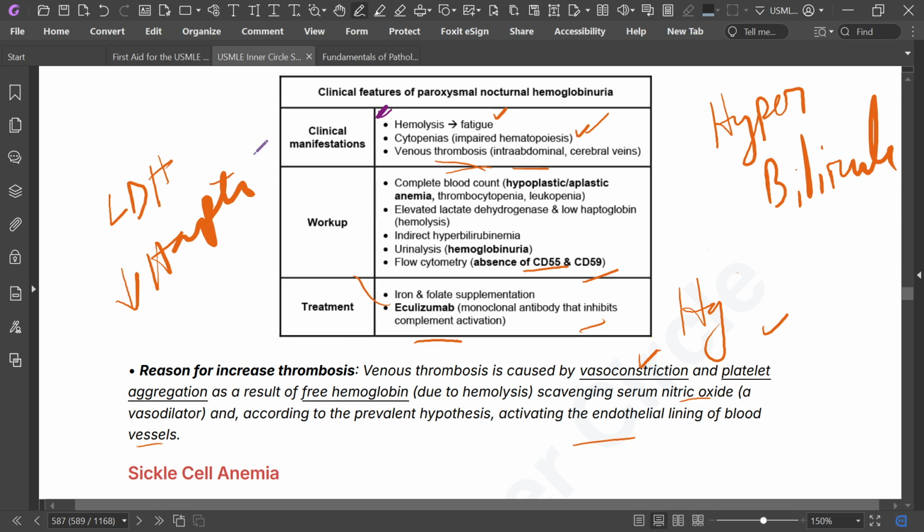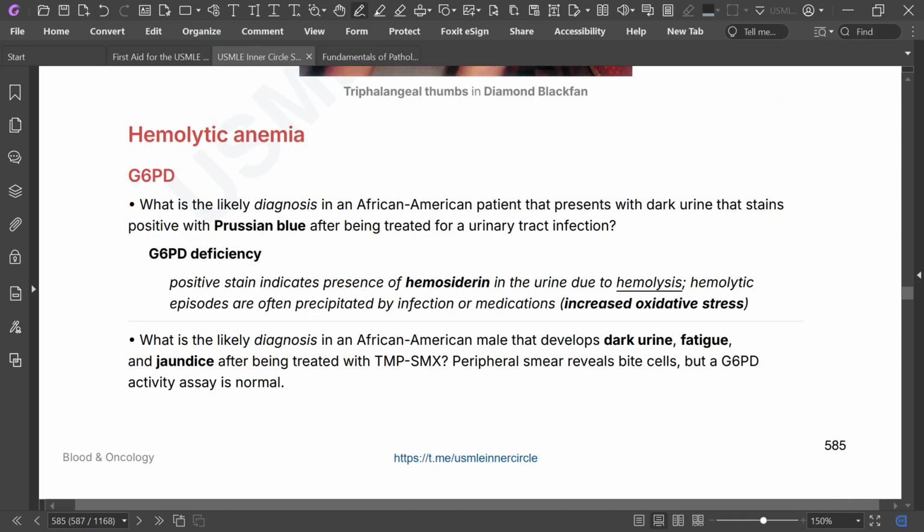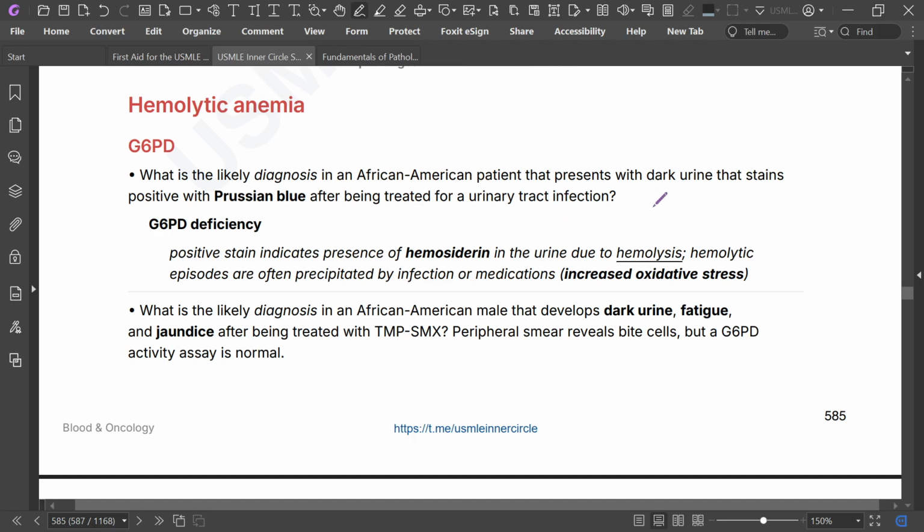Okay, now another important topic regarding this: G6PD, glucose 6 phosphate dehydrogenase. What is the likely diagnosis in an African American patient that presents with dark urine that stains positive with Prussian blue after being treated for a UTI?